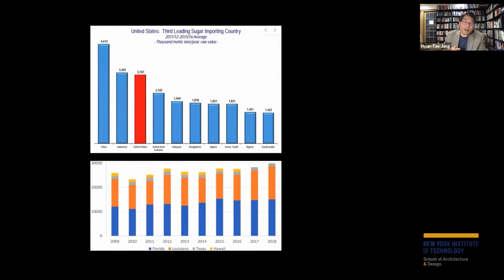For example, about 10 years ago, United Sugar got about $55 million of extra funding. And then the production itself is mainly Florida and Louisiana, but Florida was stronger.